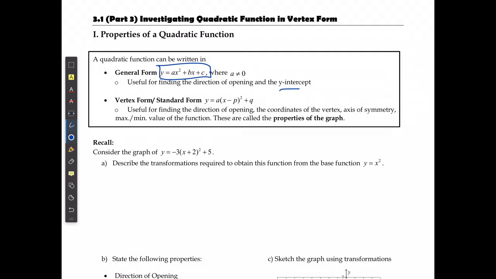Vertex form, or standard form, is useful for finding the direction of the opening, the coordinates of the vertex, the axis of symmetry, and the min-max value of the function, or the properties of the graph. This is our y is equal to a bracket x minus p squared plus q.